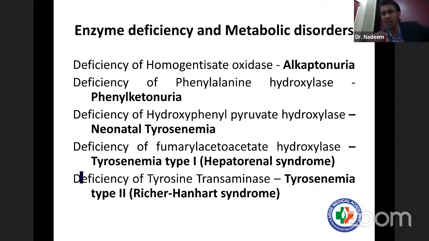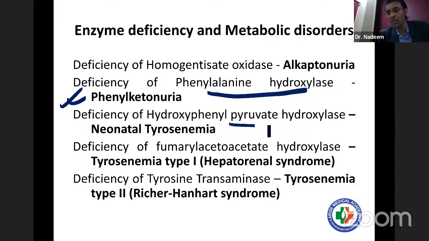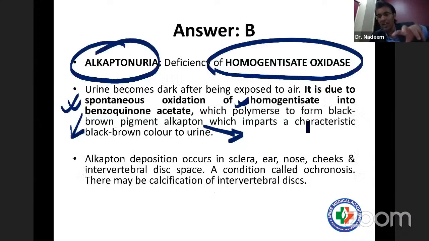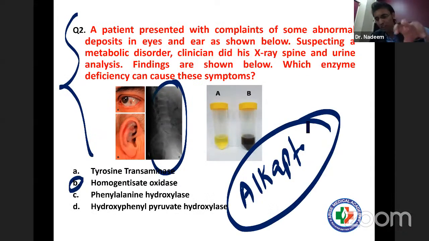Please remember this question. I have mentioned here all three metabolic disorders along with the deficient enzyme. Whenever there is deficiency of phenylalanine hydroxylase, there will be phenylketonuria; hydroxyphenylpyruvate hydroxylase for tyrosinemia. These types of things you have to memorize. But my intention to teach you all of these things is simply to orient you to what kind of clinical questions are being framed in biochemistry. All these things you have to learn in your biochemistry.